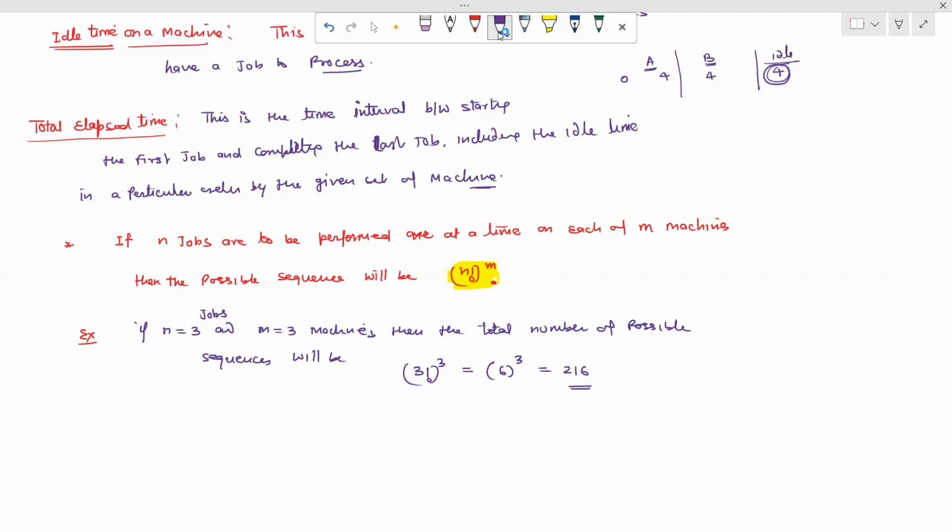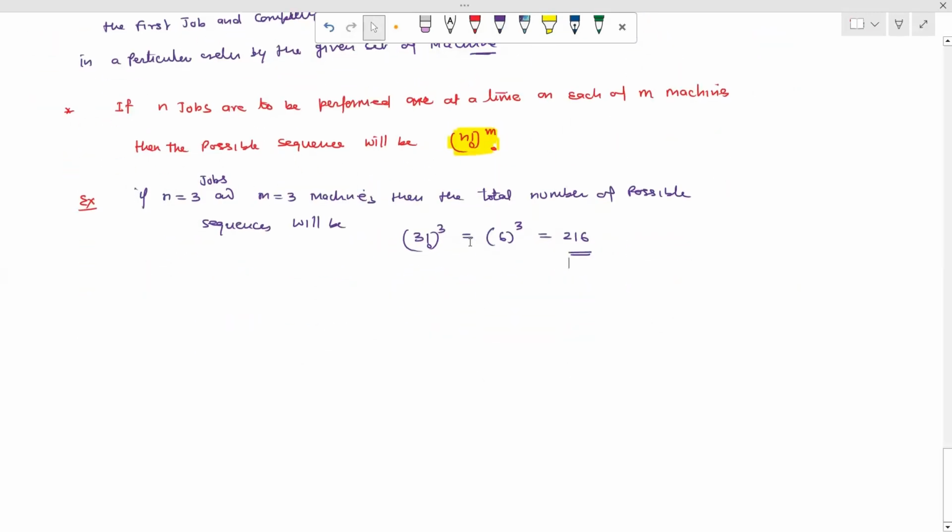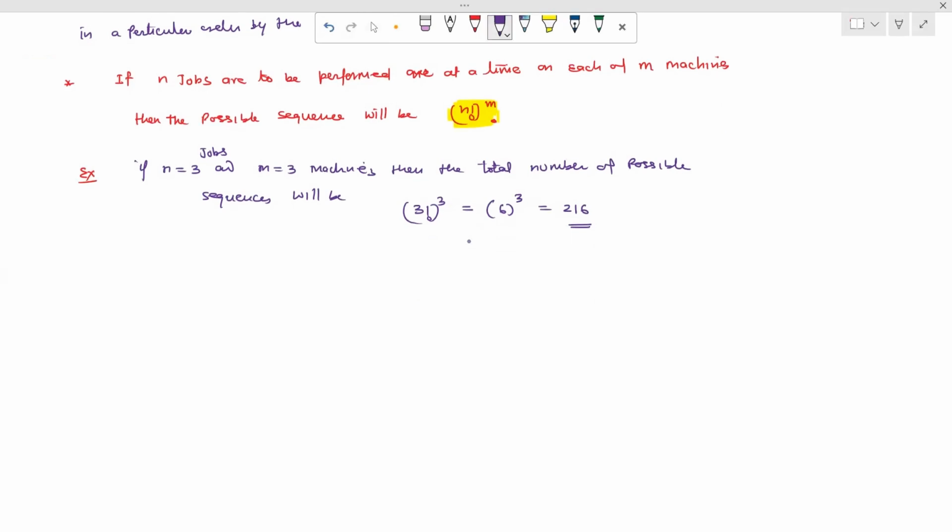Now that we understand these basic terminologies, we move to the mathematical procedure for writing the machines. Mathematically, we write that let M1, M2, ..., Mn be the machines, and let there be n jobs.